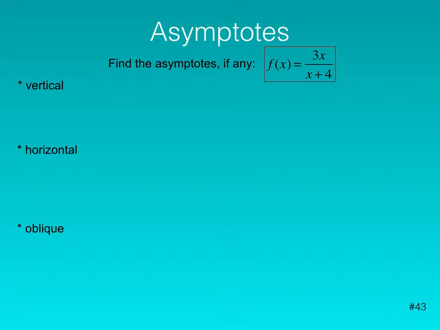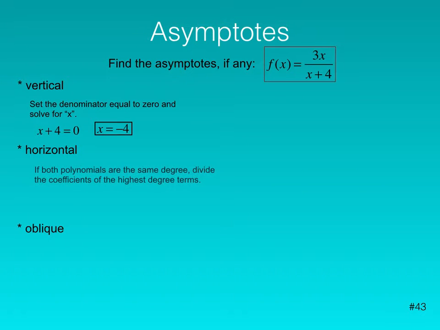To find the vertical asymptote, we set the denominator equal to 0 and solve for x. So if I were to write x plus 4 equals 0, then x equals negative 4 would be the equation of my vertical asymptote. For the horizontal asymptote, I notice in this case that the degree of the numerator and the denominator are the same. Whenever that is the case, to find the equation of the horizontal asymptote, I divide the coefficients of the highest degree terms. So I'm going to divide, in this case, 3 divided by 1. My horizontal asymptote will have an equation of y equals 3.